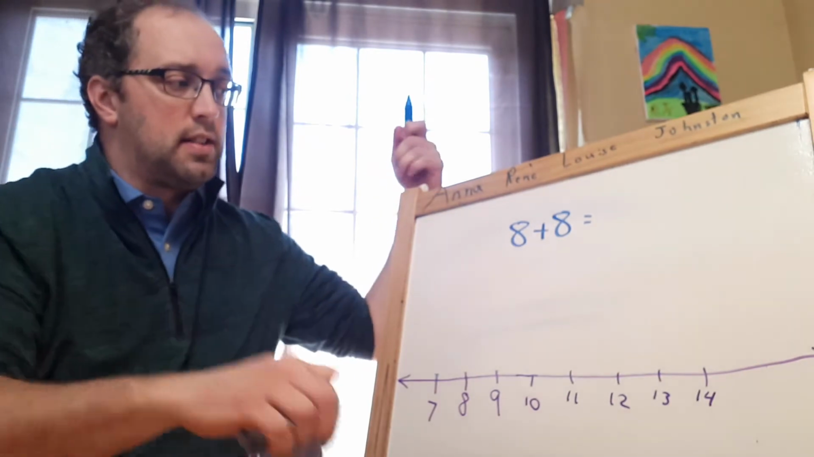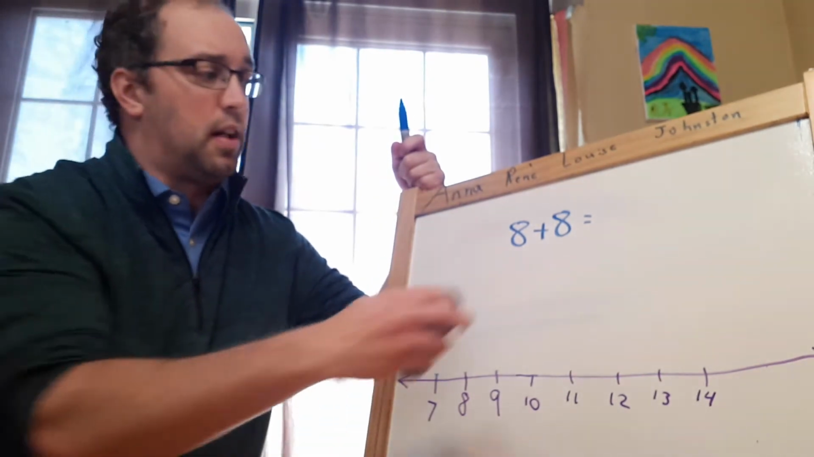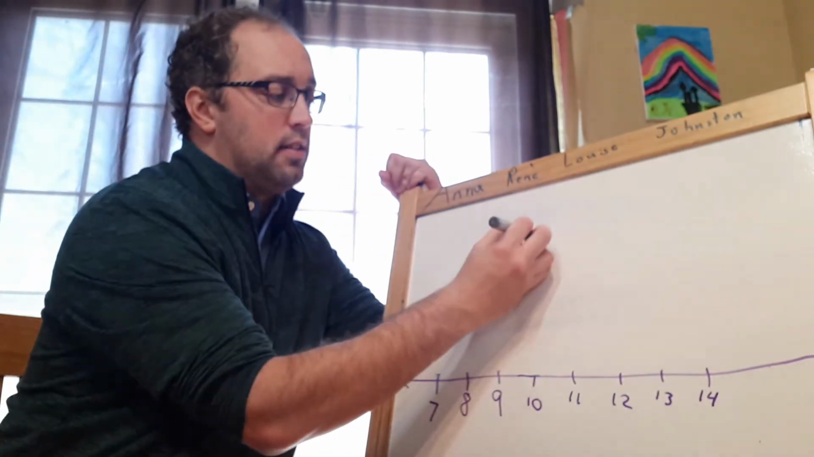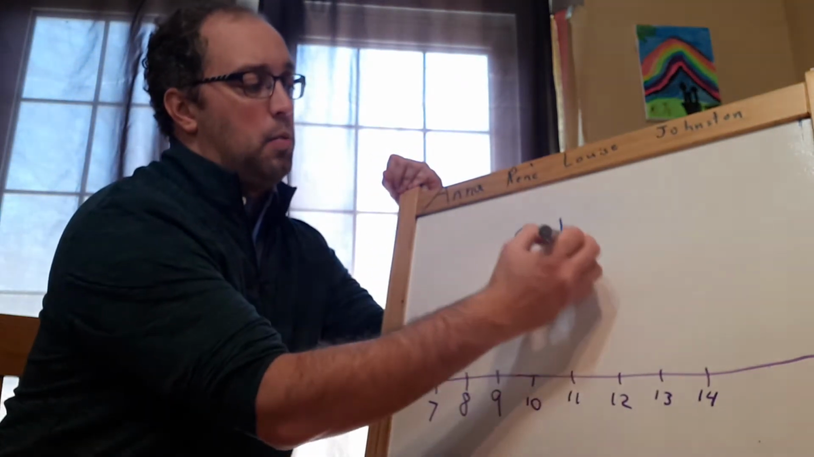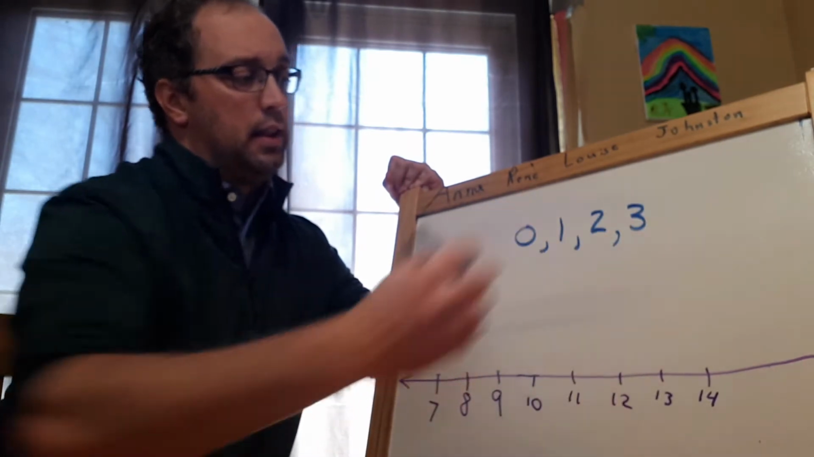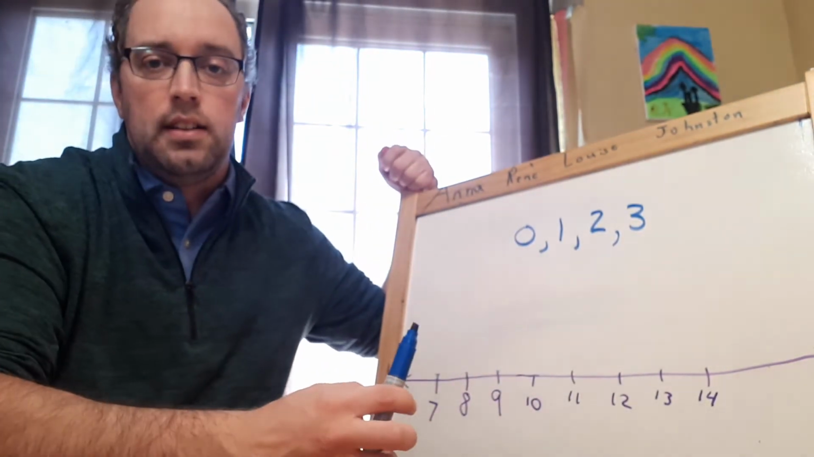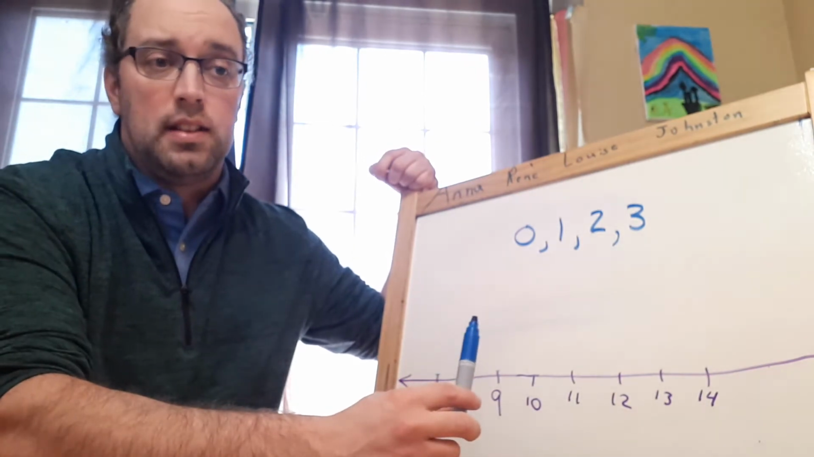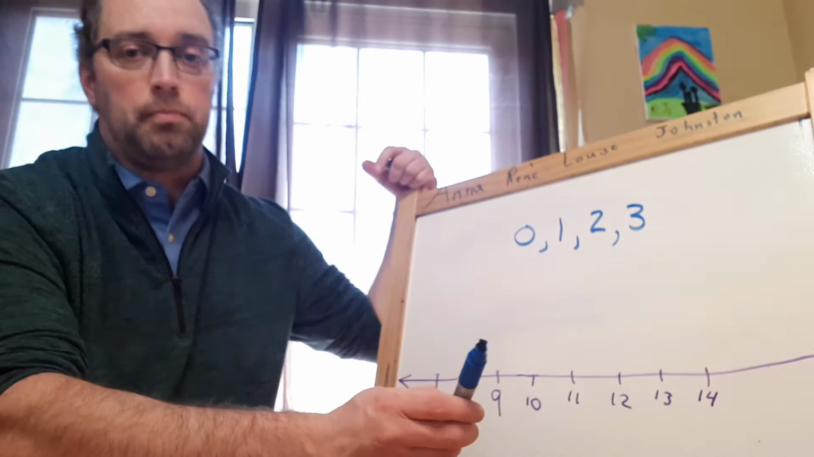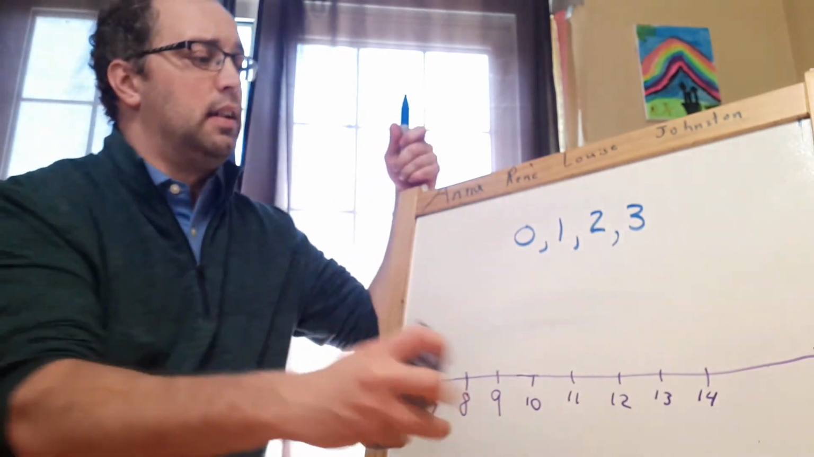So the questions that are actually best to count on or even count back with are if you're adding a 0, adding a 1, adding a 2, adding a 3. You can count on and count back that amount in your head, and you won't need to track it on your fingers or anything.